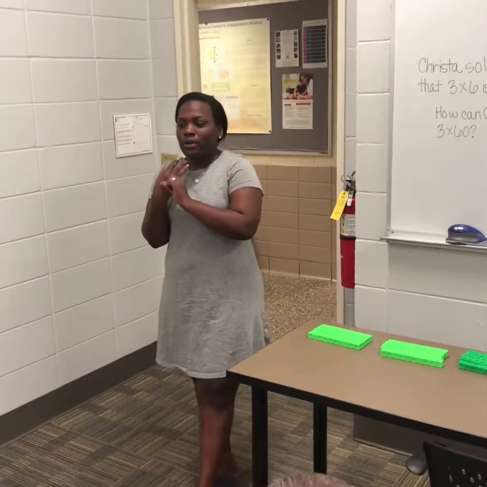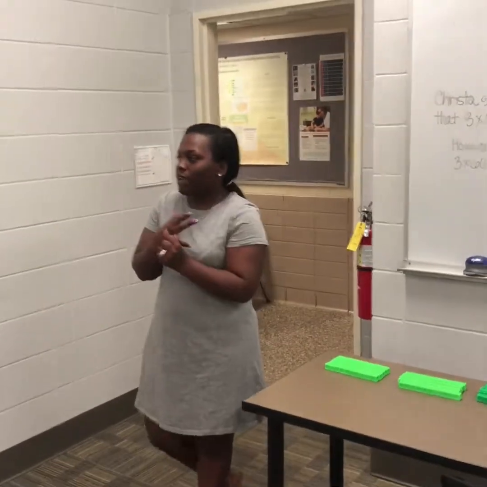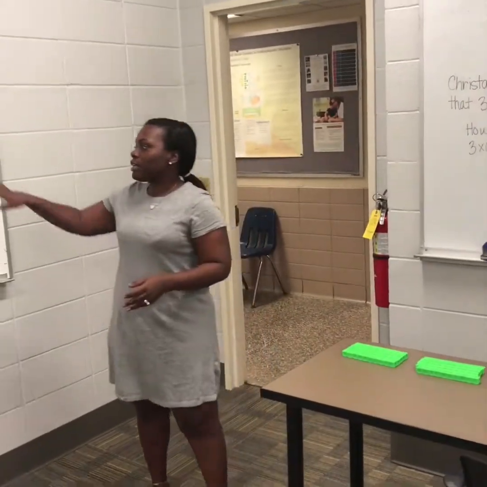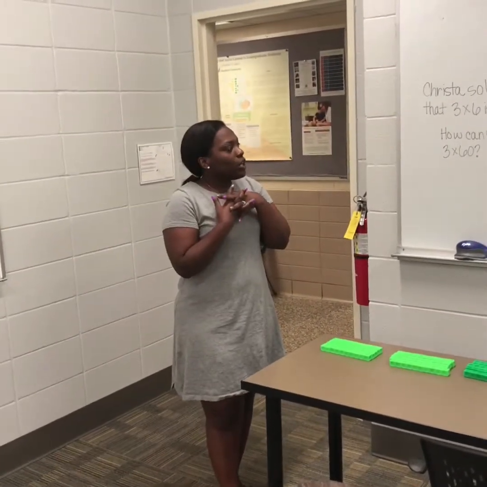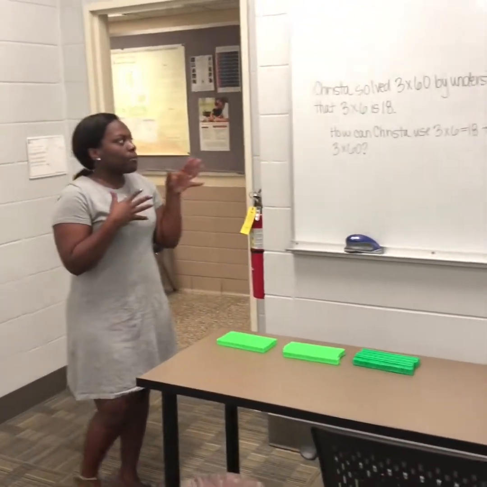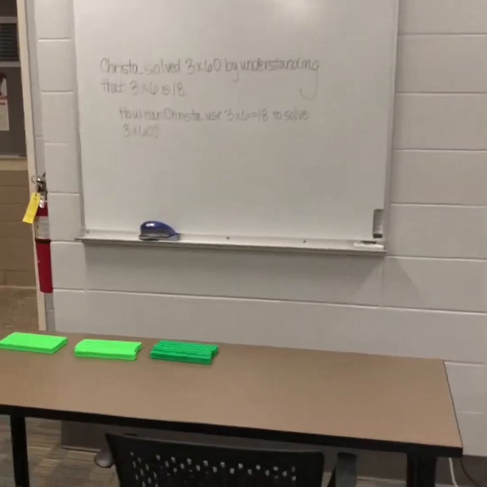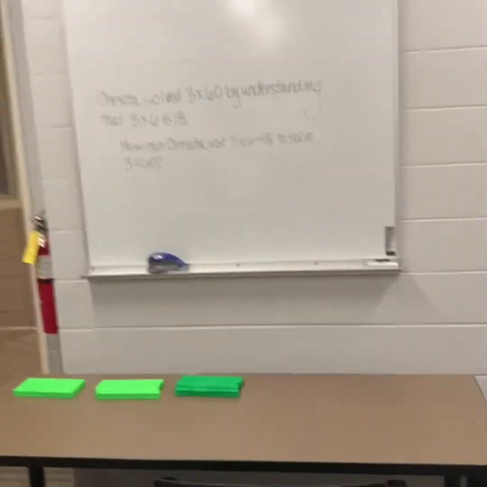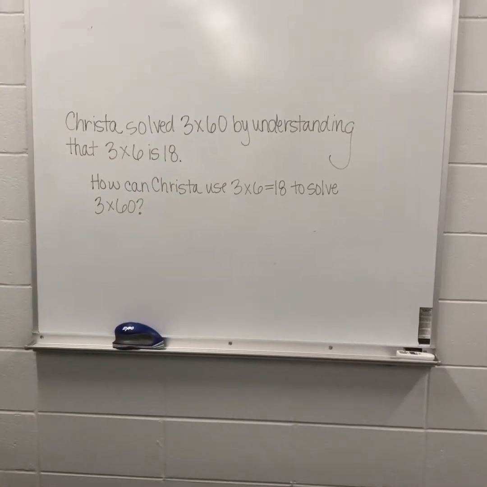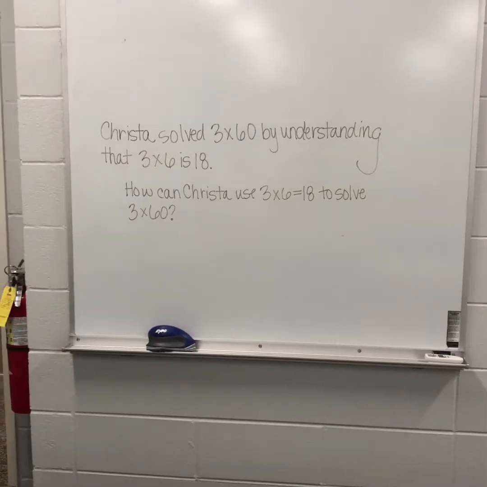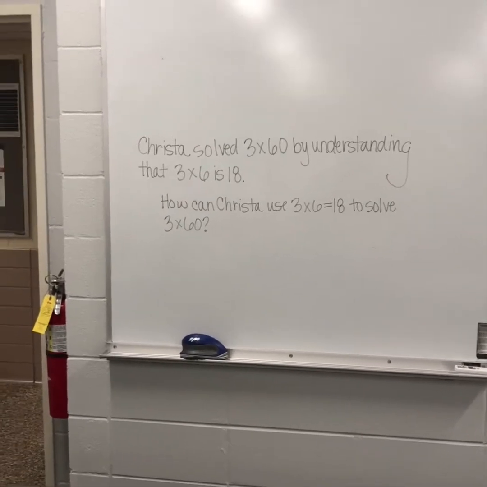All right, so we talked about arrays, we talked about how we can use place value, and we talked about how we can find place value using a number line. Now, what we're gonna do next is we're gonna actually take a look at a word problem. It reads that Krista solves 3 times 60 by understanding that 3 times 6 is 18. How can Krista use 3 times 6 equals 18 to solve 3 times 60?